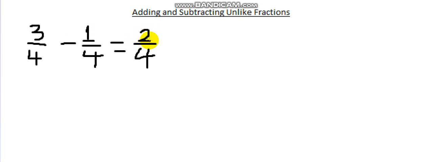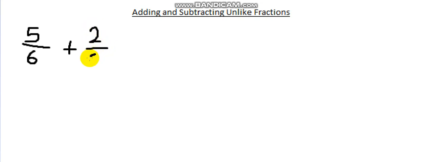2/4. Okay? But what happens if they don't have the same denominator? So let's say I have numbers like 5/6 plus 2/9. What needs to happen here is that I need to change both fractions and make them have the same denominator.